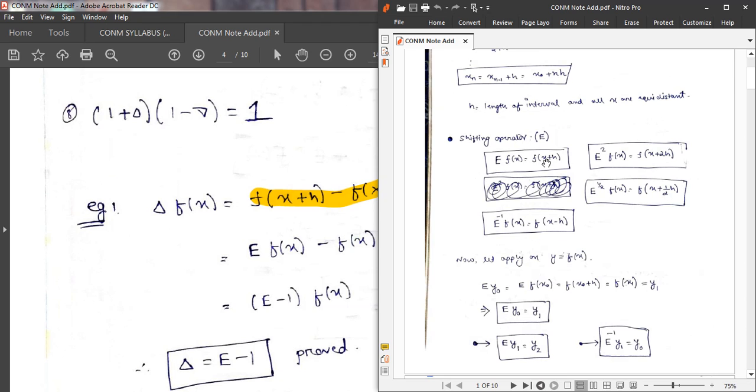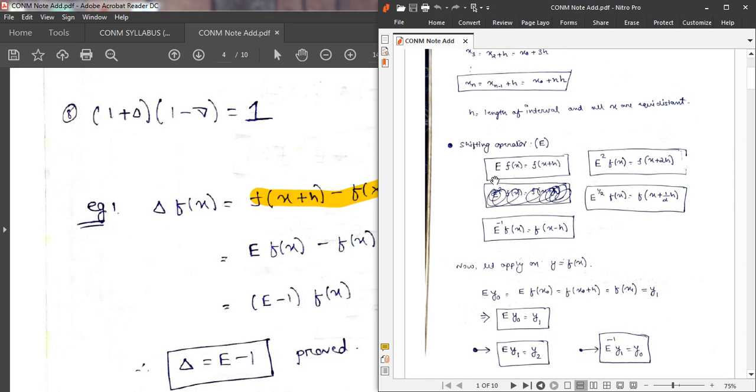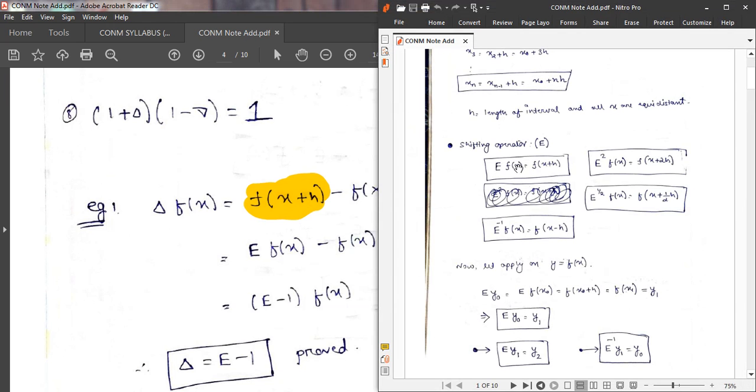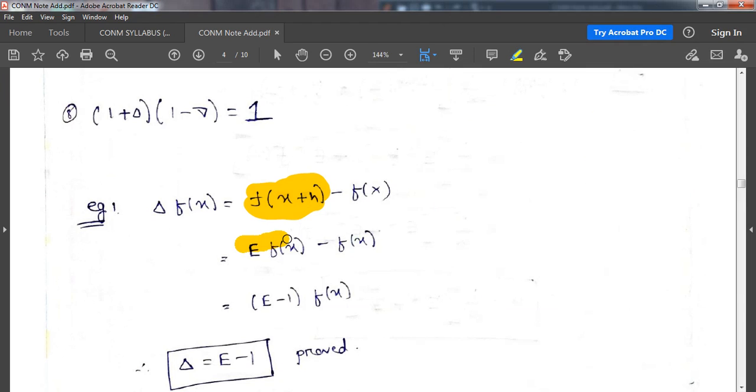f of x plus h. What is f of x plus h? As you can see, it is basically E of f of x. That is what we have done over here, isn't it? See, this f of x plus h, with respect to E, is basically E of f of x. That's what we have done. E of f of x.